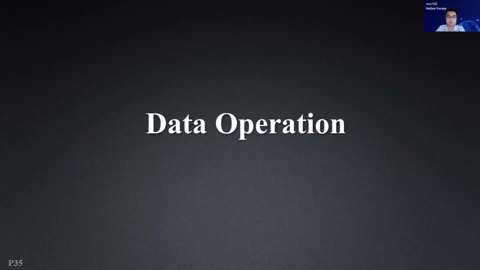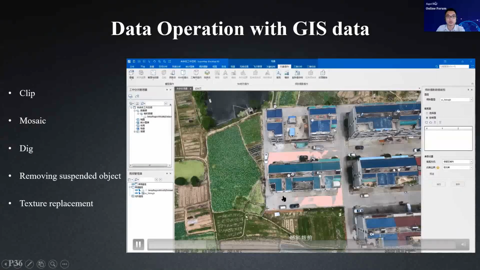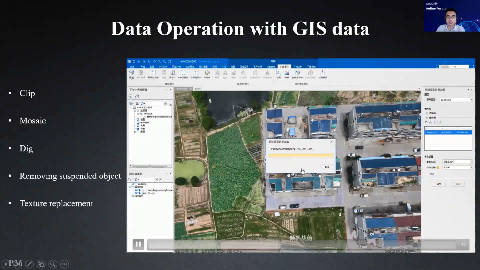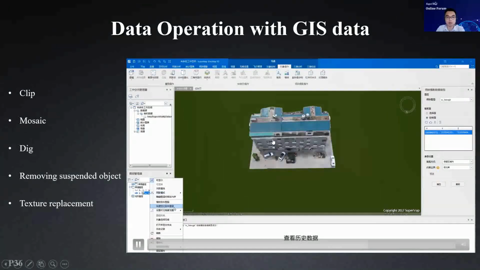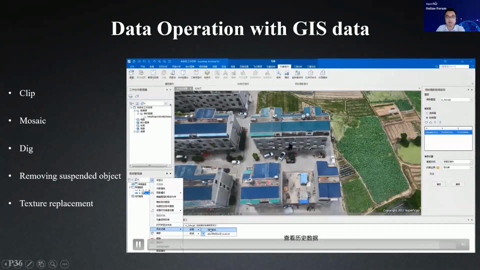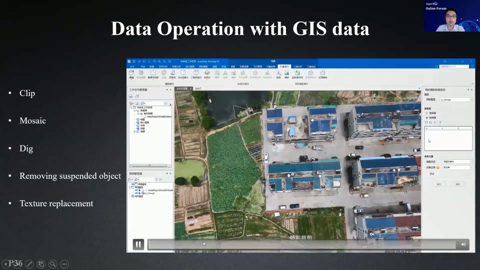If we want to integrate it with GIS, the first thing is we need to do some data operation, because for some parts we only need a part of them. So here you can see one of the examples. We clip the building from the oblique photogrammetry data by the GIS spatial data, by the polygon. So this is one of the examples to show the integration with GIS.